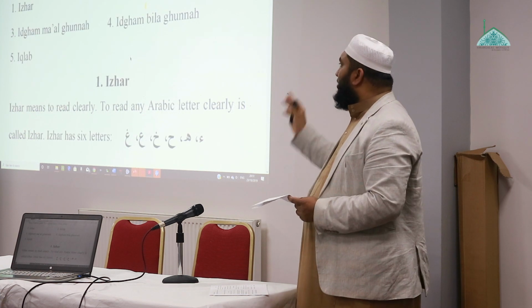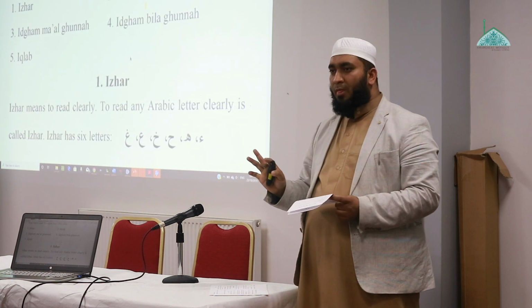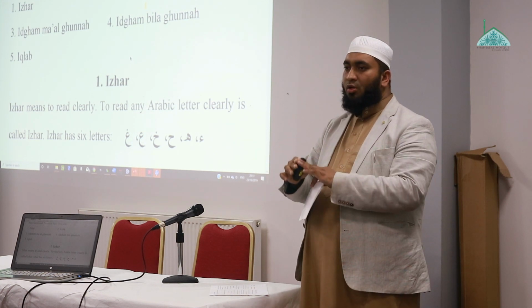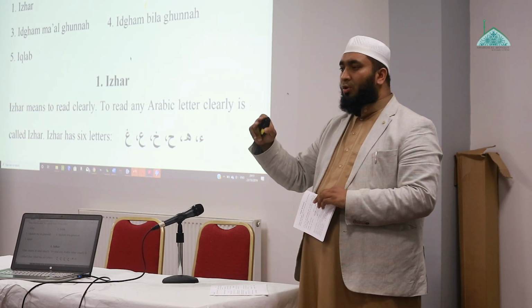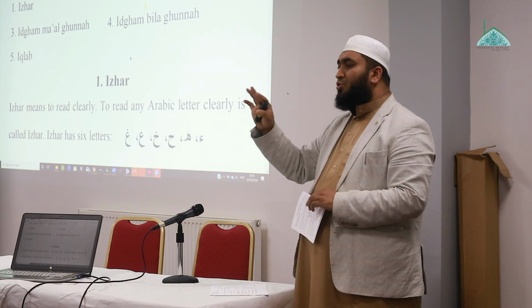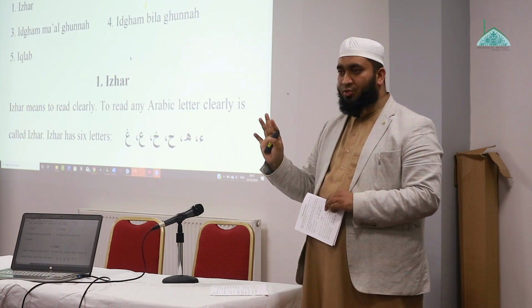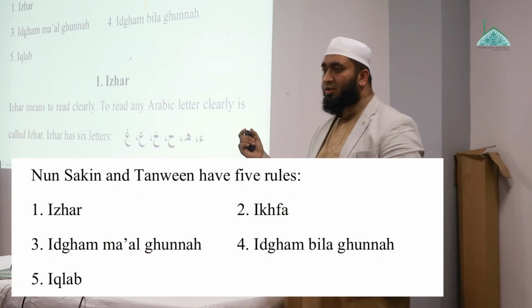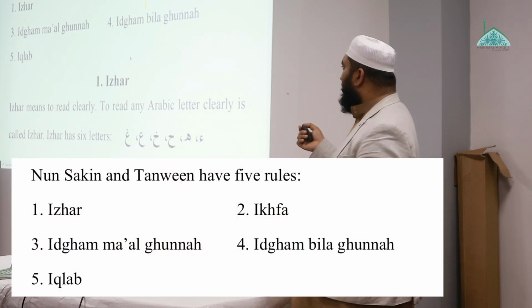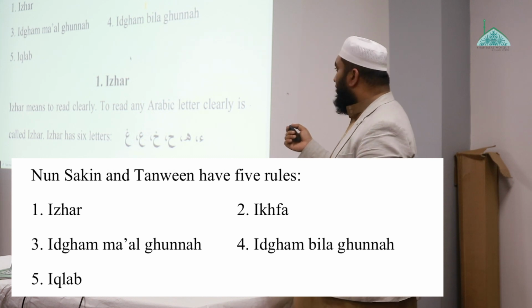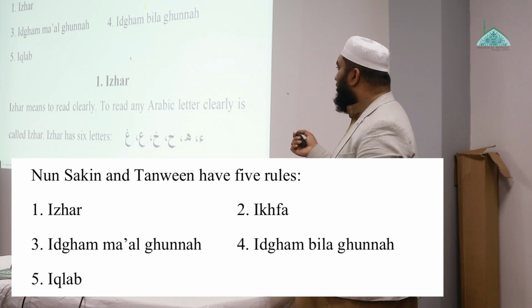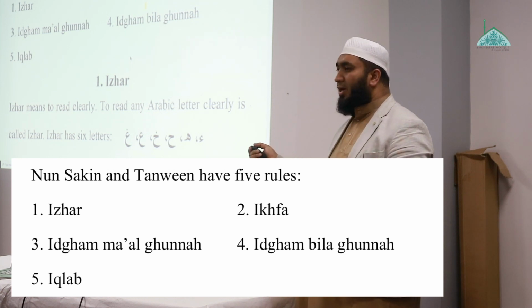So Nun Sakin and Tanween have 5 rules. Meaning, if you see in the Quran any Nun with a Sakin, or any double zabar, double zer, or double pesh, it has to be in one of the 5 rules. What are the rules called? The first one is called Izhar. The second is Ikhfa. The third is Idgham ma'al Ghunnah. The fourth is Idgham bila Ghunnah. And the fifth is Iqlab.